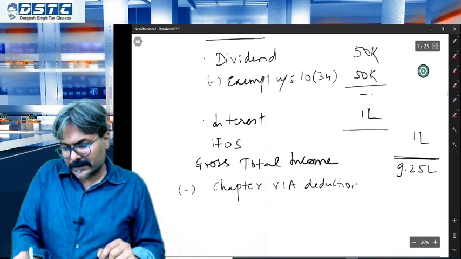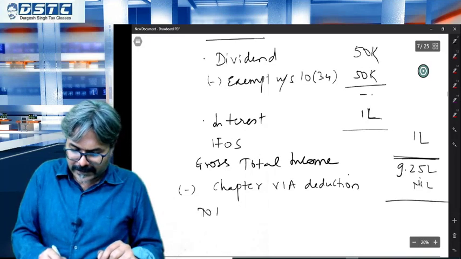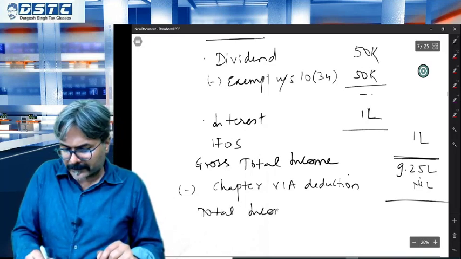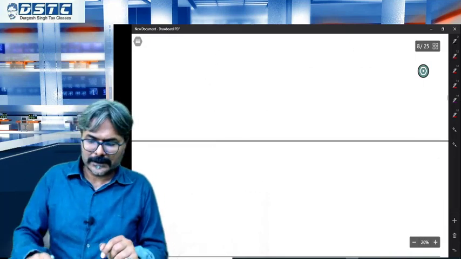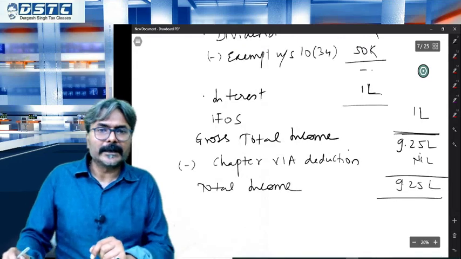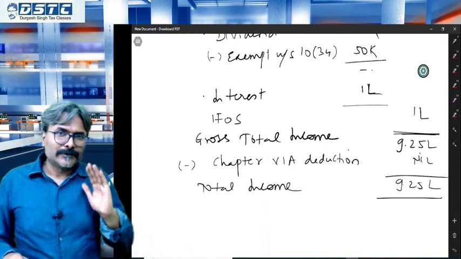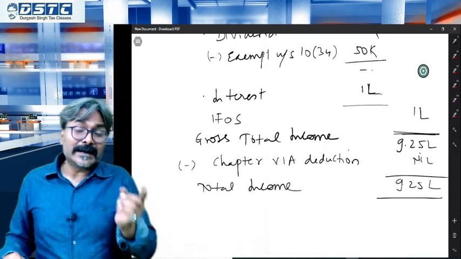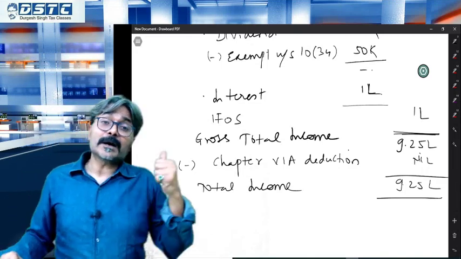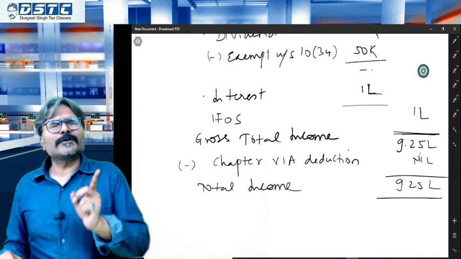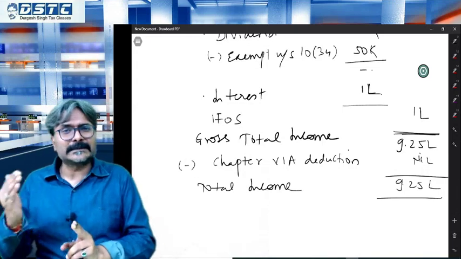Chapter 6A deduction, which right now in my example is nothing, and finally you get the total income. This is the approach. Be careful, students. The first step that you always have to do in computing total income from your accounting income is nothing but the classification.